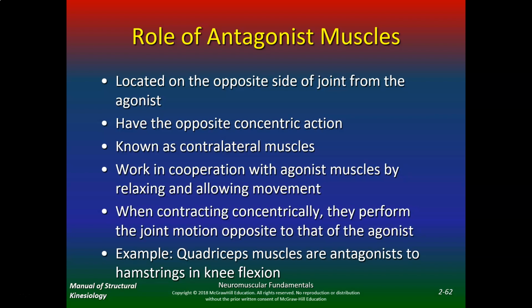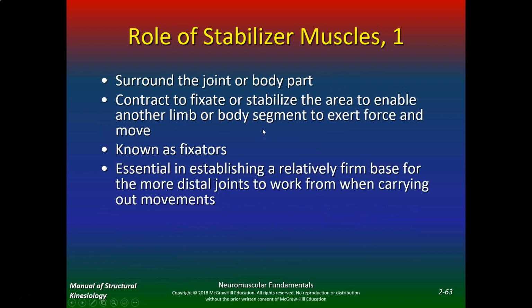So when you bend the knee, the hamstrings are the agonists, but the quadriceps are the antagonists. But when you do a knee extension exercise, then the quadriceps become the agonist and the hamstrings become the antagonist. So remember these examples because they'll show up on the quiz, what's an agonist and what's an antagonist.